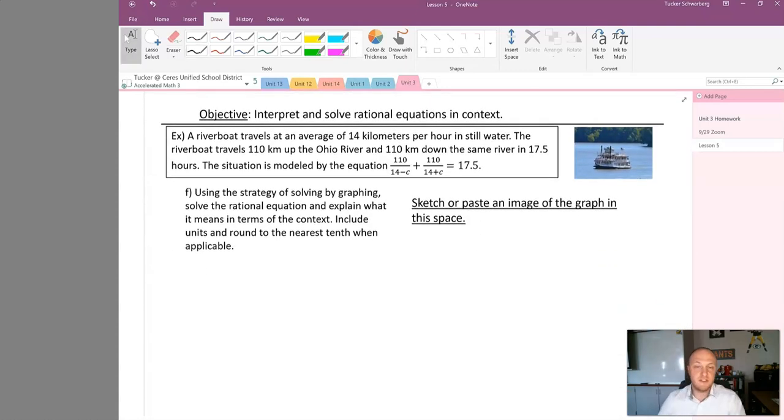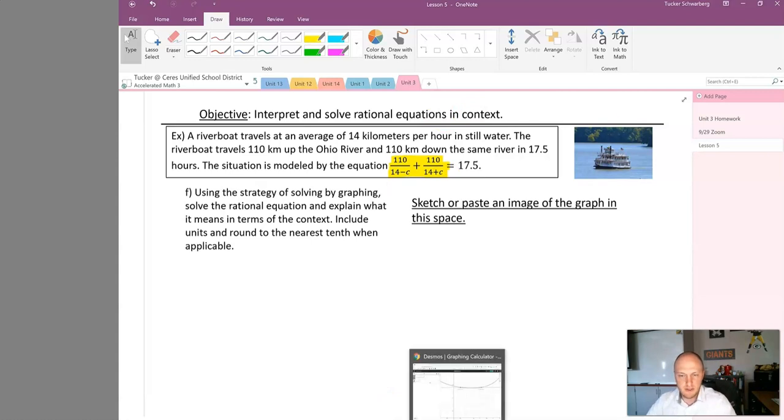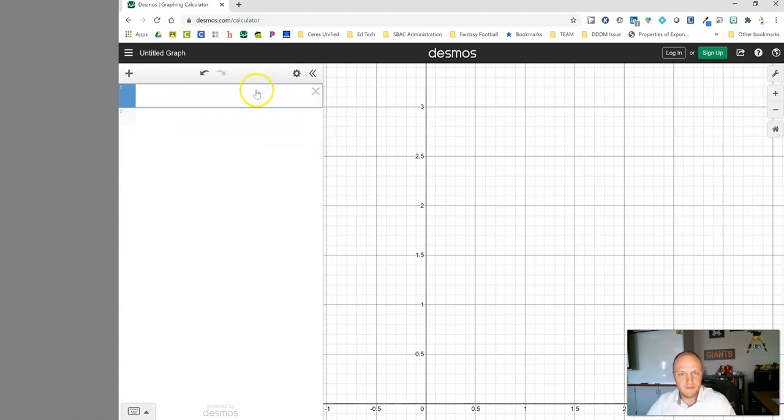Okay, part F. Again, using the strategy of solving by graphing, solve the rational equation and explain what it means in terms of the context. Include the units, round to the nearest tenth when applicable. So we're going to solve by graphing, so I'm going to go back to Desmos. I'm going to take the left side of my equation, the 110 over 14 minus C plus 110 over 14 plus C, and graph that. So I'm going to get rid of these two equations. I'll say 110 divided by 14 minus X, and remember you have to use X instead of C, plus 110 divided by 14 plus X.